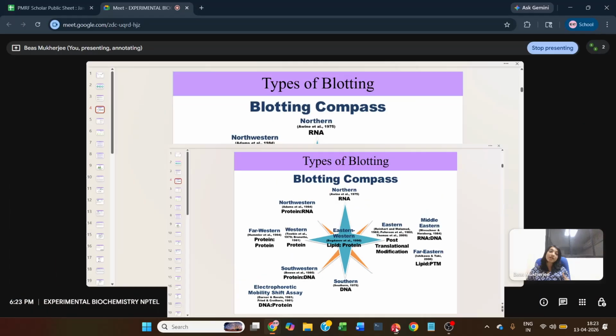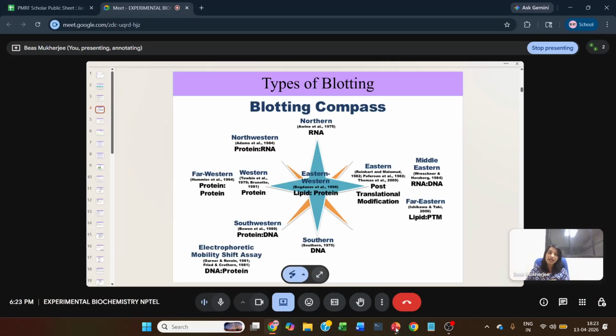Now, what are the different blotting techniques? This can come as an important question. So let's try to understand these, starting with northern blotting. RNA is detected using northern blotting. Now, what is northwestern? Northwestern means protein-RNA interaction can be detected. Far western is protein-protein interaction. Western blotting is detection of specific proteins.